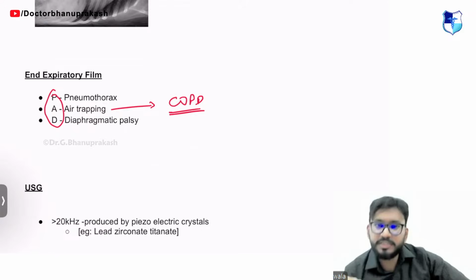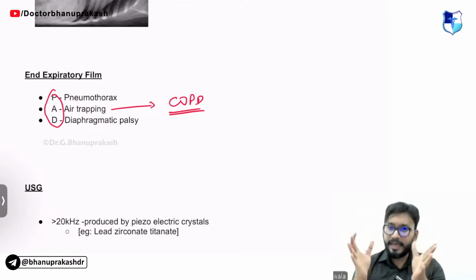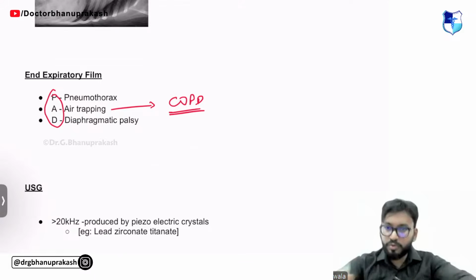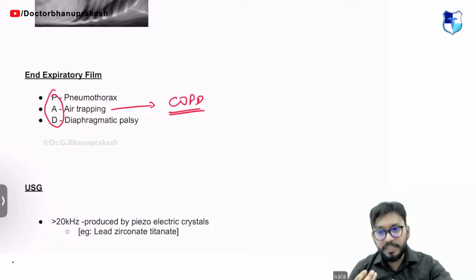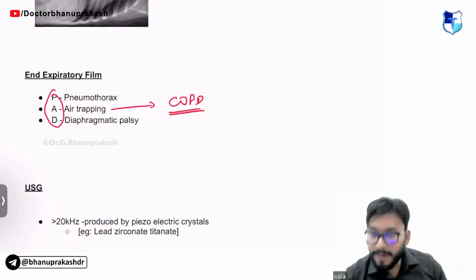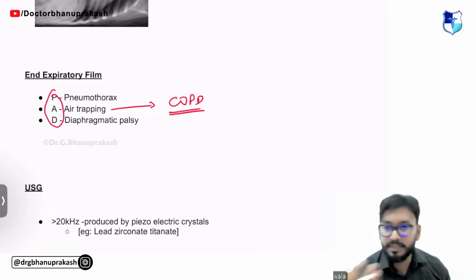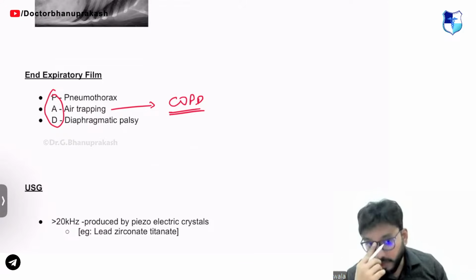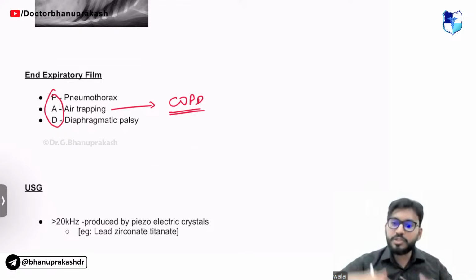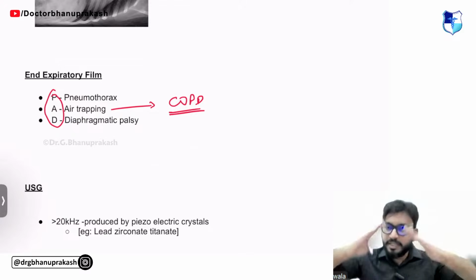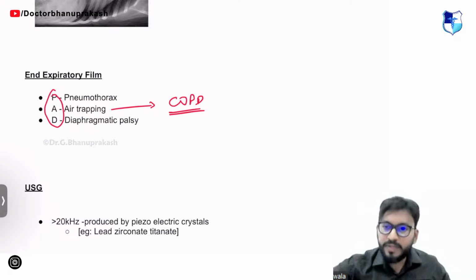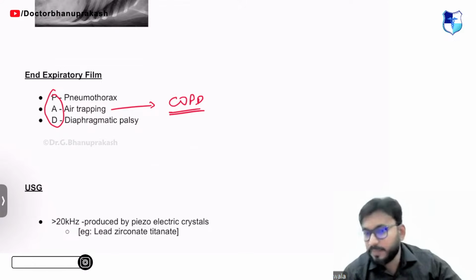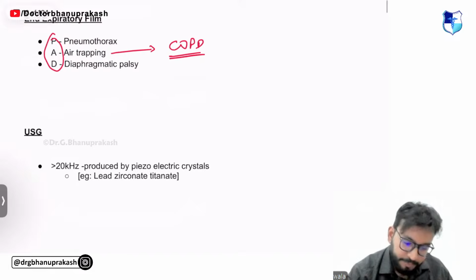So in these conditions, whenever we want to see if there is any air that is trapped, normally whatever air you take in, you need to send it out by exhalation. Whatever remains behind is a pathological air. To determine pathological air in the pleural cavity, it is pneumothorax. In the lung parenchyma, it is COPD. And also in diaphragmatic palsy, because diaphragm moves with respiration. On inspiration it goes down, and on expiration it comes up. So if there is decreased movement of diaphragm in diaphragmatic palsy, for that also we need an end expiratory film of X-ray.